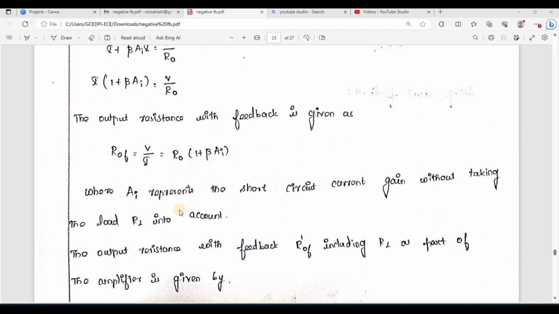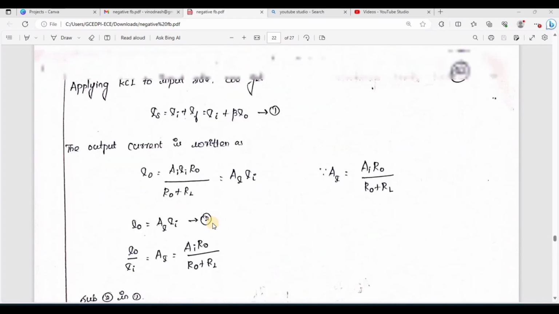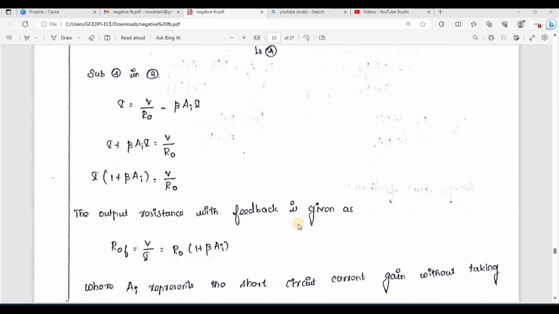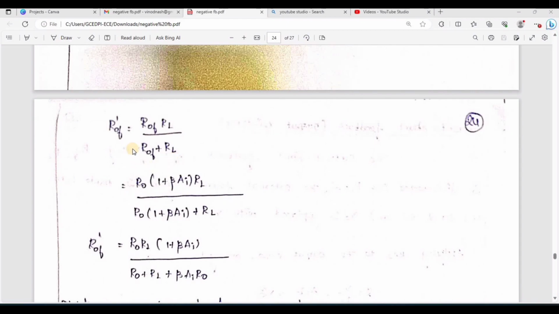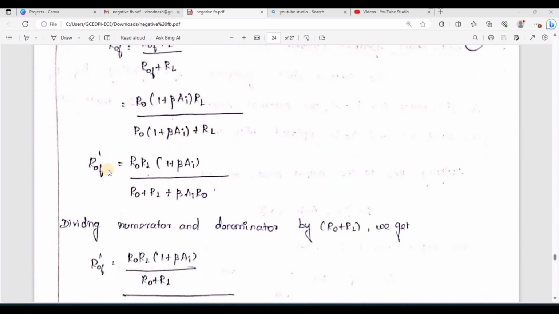We know that R naught dash F is equal to R naught F in parallel with RL, since we have taken the circuit common. R naught F we have already calculated, so R naught dash F is equal to R naught F in parallel with this RL. You substitute R naught F from this equation, and you will get R naught dash F is equal to R naught RL into 1 plus beta AI divided by R naught plus RL plus beta AI R naught.